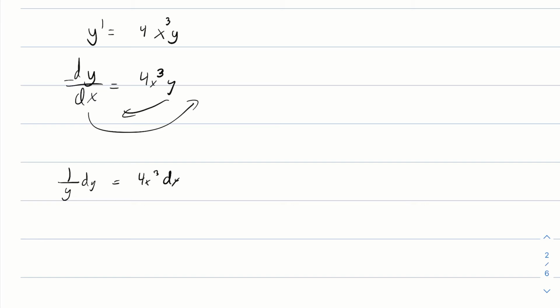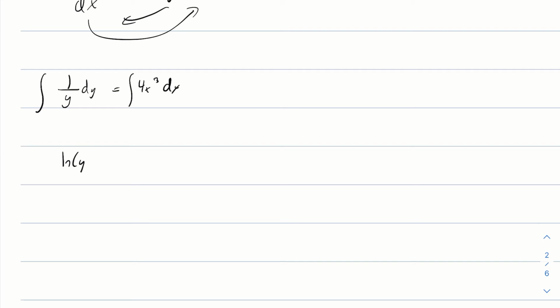To solve this, we integrate. And what happens here? We get ln of y, natural log of y, equals 4x to the fourth over 4, so just x to the 4, plus some constant. That's great, but we don't really want to be dealing with ln of y. We want to simplify that. So we're going to exponentiate everything, and we get y equals e to the x to the fourth plus c.